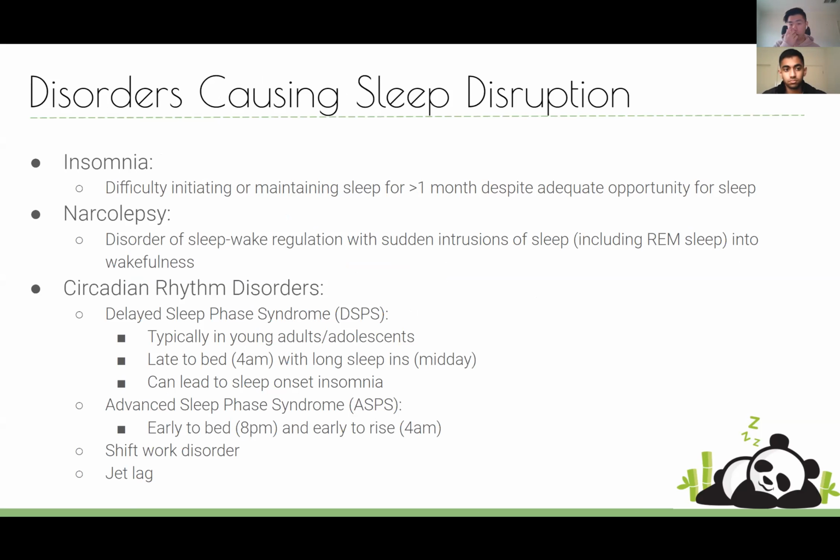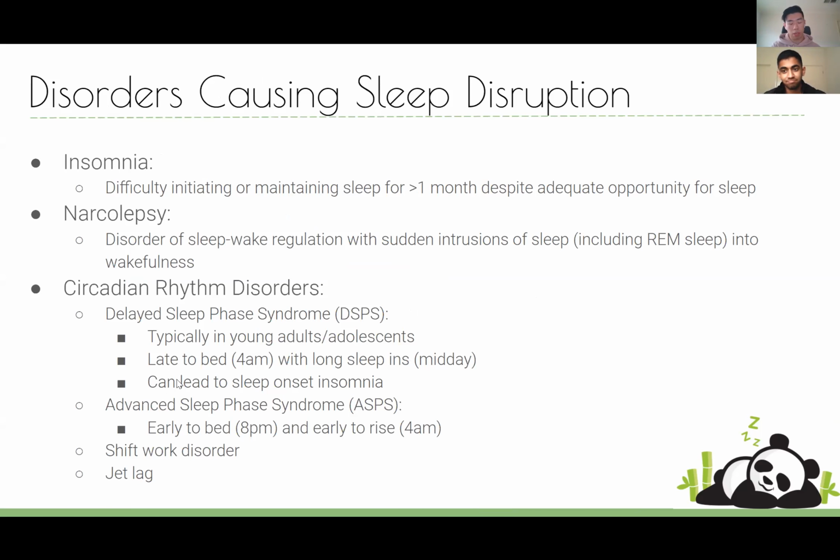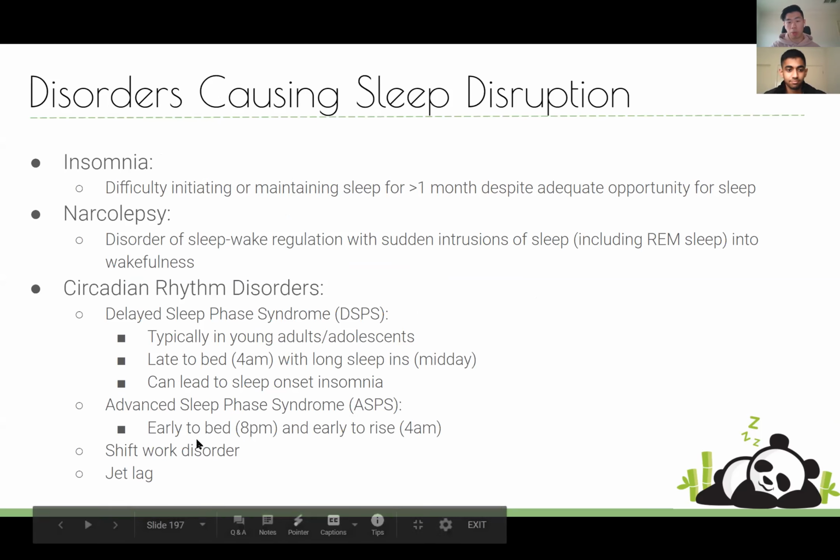Disorders that cause sleep disruption include insomnia, narcolepsy, and circadian rhythm disorders. Insomnia is defined as difficulty initiating and maintaining sleep for more than 1 month despite adequate opportunity. Narcolepsy is a disorder of sleep-wake regulation with sudden intrusion of sleep. And circadian rhythm disorders include delayed sleep phase syndrome, where people go to bed late and wake up late, and advanced sleep phase syndrome, where people go to bed early and wake up early. And then those people who work as shift workers, and jet lag, is also a sleep disorder or disruption.